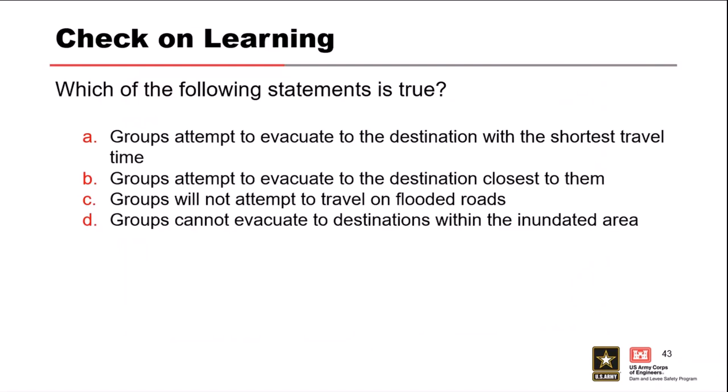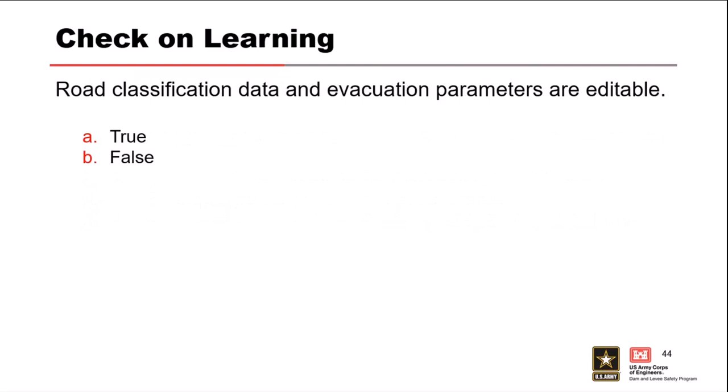A, that's right. Anyone else think any of the other ones might also be true? Good. Very good. All right, everyone get that, right? So C, groups will not attempt to travel on flooded roads, that's not true because they have that willingness to enter threshold. So it's sometimes true.